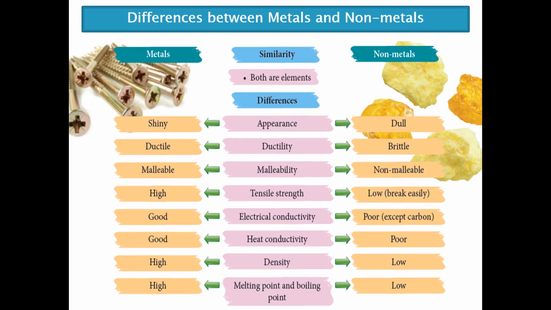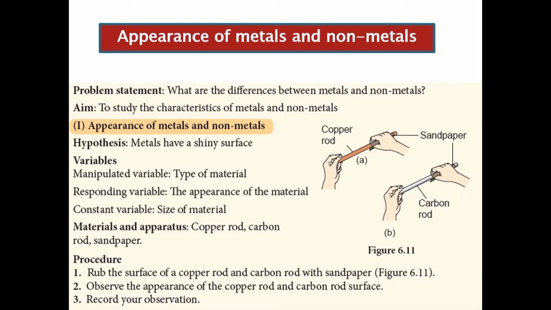Metals and non-metals are elements that are distinct in their chemical and physical properties. All metals are solids at room temperature with the exception of mercury, which is liquid at room temperature. Metals and non-metals can be easily distinguished through experiments. Let's see one by one. What are the differences between metals and non-metals?